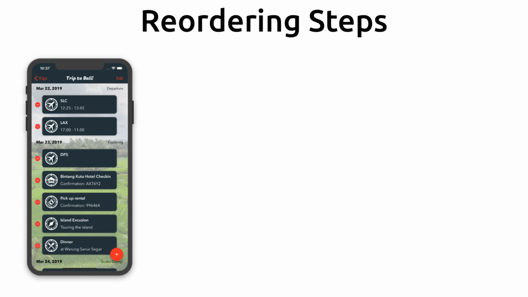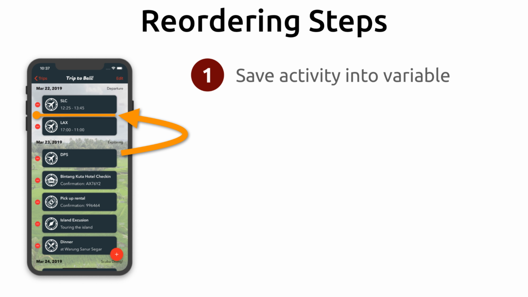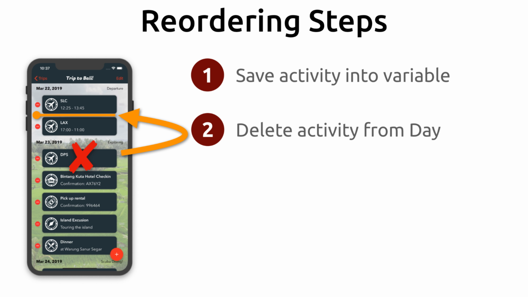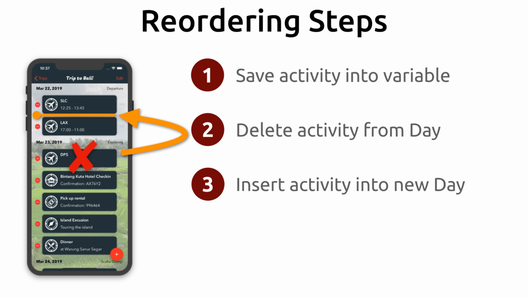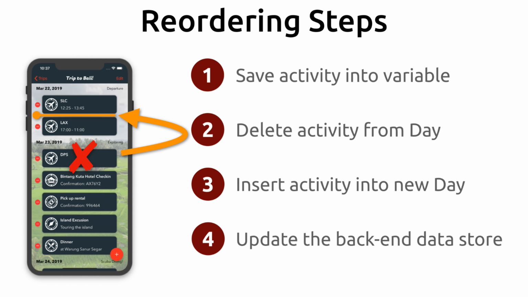So there's some extra steps that we'll have to take, and here are the steps we'll have to do to make this happen. Say we want to move this row into the previous day, so it falls in between two rows. We'll have to do something similar to the last video, where we save the current activity into a variable. Then we will delete that activity from the day where it was. Next, we want to insert the activity into the new day. And finally, we call the update function to update our backend data store.